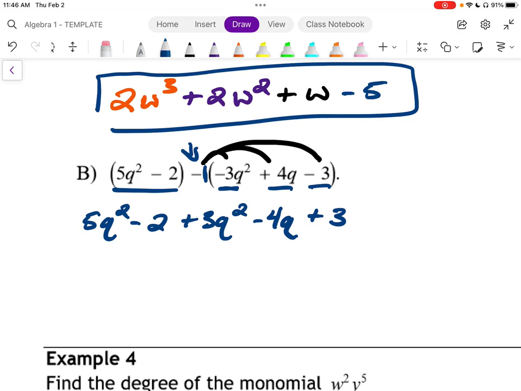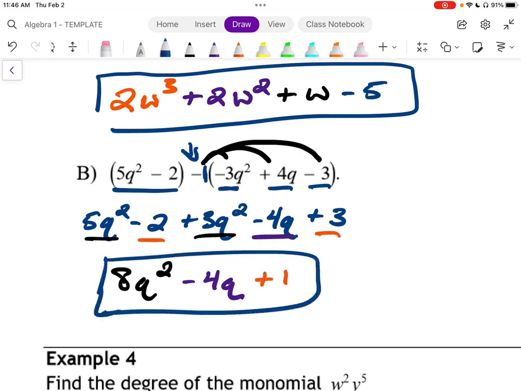Now, it's just like part A, and I combine like terms. So I look for my highest exponent. It is a 2, so I'm going to add those together and I get 8q squared. Next up, we'll have plain old q's, so this will be negative 4q. And then I've got negative 2, and positive 3 gives me plus 1. And there we go. That's my polynomial.